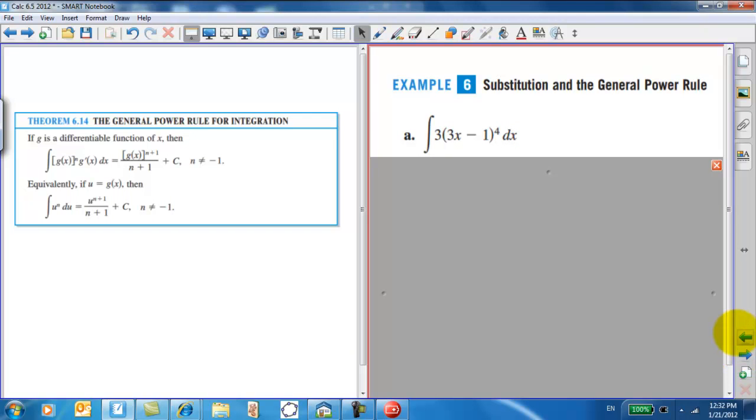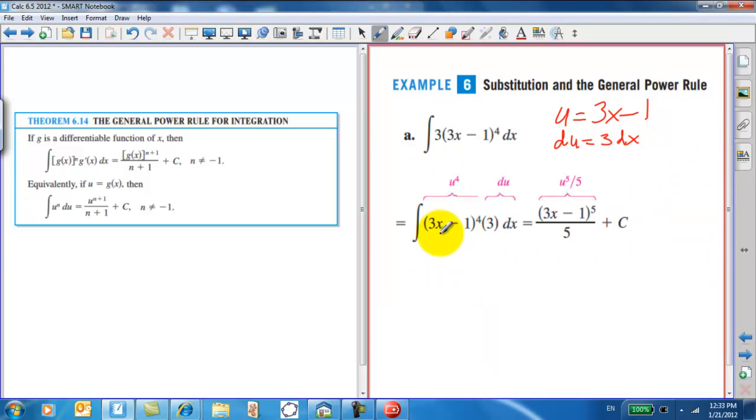So here's a few examples of substitution general power rule. Let's just try and identify in each of these quickly what you would use for u. So what's your u here? What do you think? What's the inner function? That's right, 3x minus 1. And so du ends up being 3 dx. And that's the idea. There's your 3 dx, and it's available too.